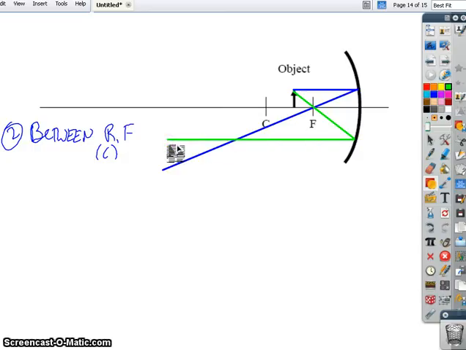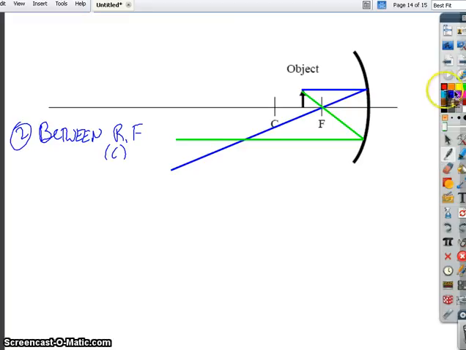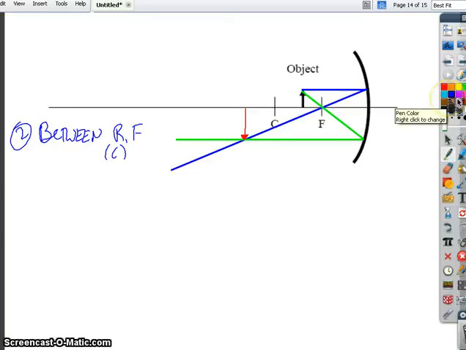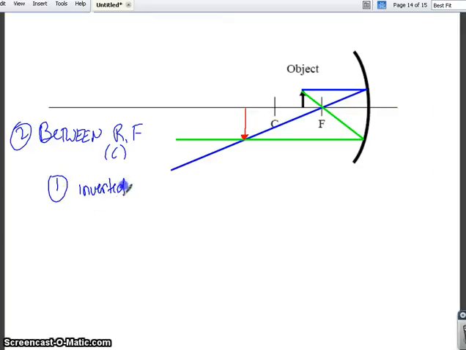So you can see from these two diagrams that our image is actually going to be produced right there. Our image is going to be inverted. It is upside down. It is going to be larger than the original object, and it's going to be a real image.